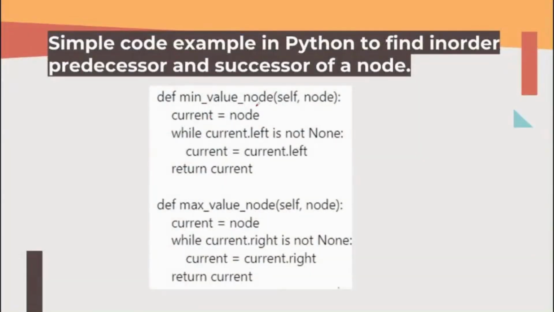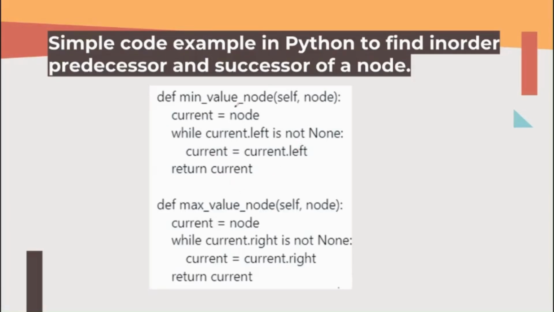For finding the minimum value node, we are passing the node. That node is assigned to current. If there is no left, then we return current. For calculating the maximum node, we are passing the node again, storing it in the current variable. If current dot right is not null, that means there is an element at the right side, then we replace current with the right value, and then return current.